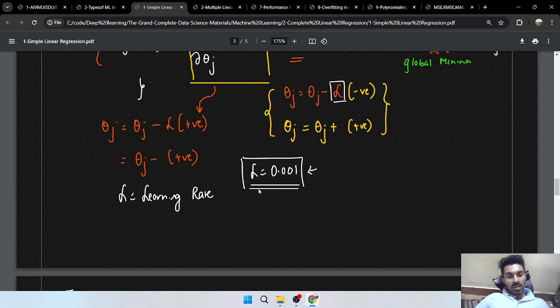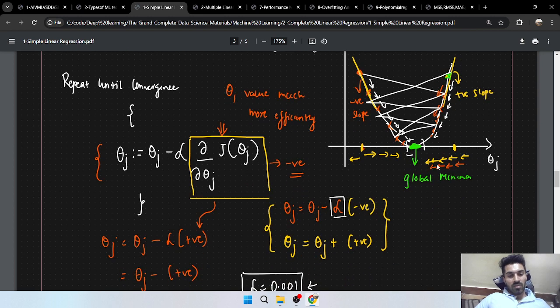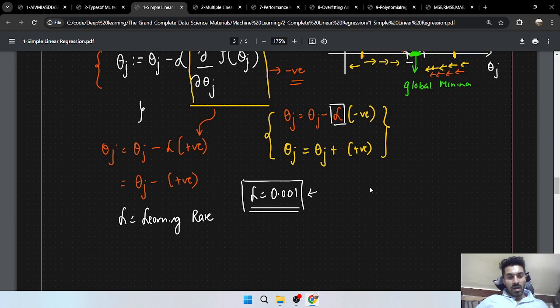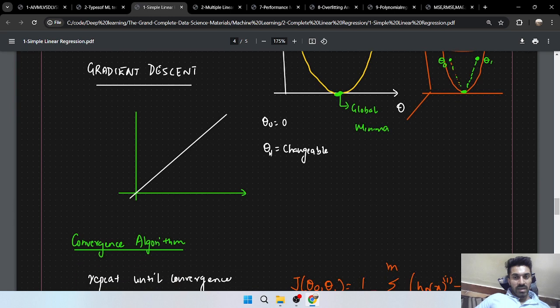And this is the learning rate. You take a small value like 0.001. If you take a high value, you have seen that there is a very big jump, and your convergence will not happen. That's why we take small values for alpha. Alpha is the learning rate, meaning how fast you are learning. We take small values to see the accuracy of this model. And that's it for gradient descent.